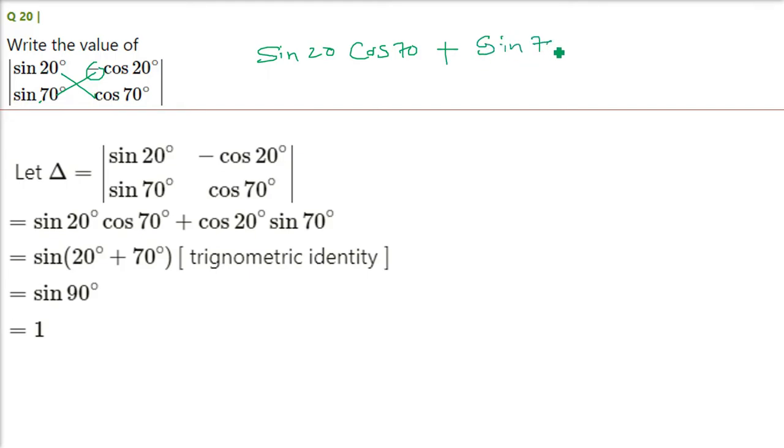But here we have a trigonometric identity. This is sin A cos B. If I take 20 as A and 70 as B, sin A cos B plus cos A sin B will be sin (A plus B). So sin (20 plus 70) is sin 90, and sin 90 is what? It is equal to 1.